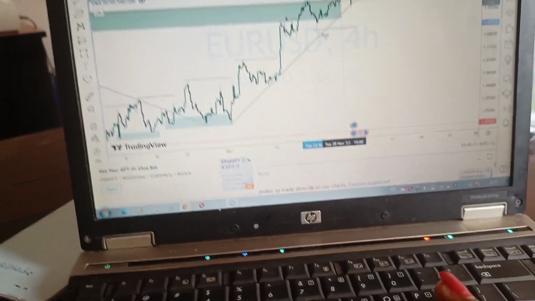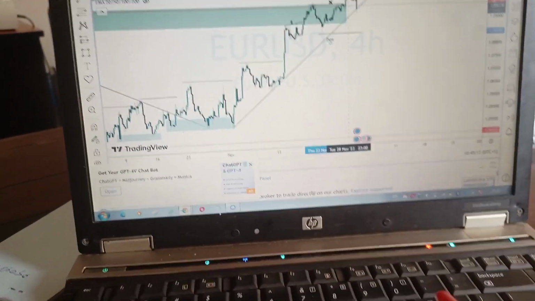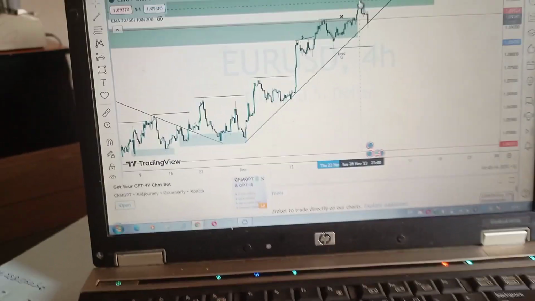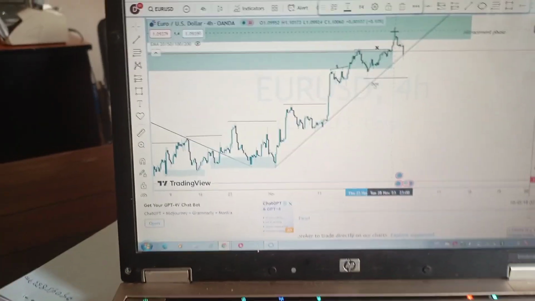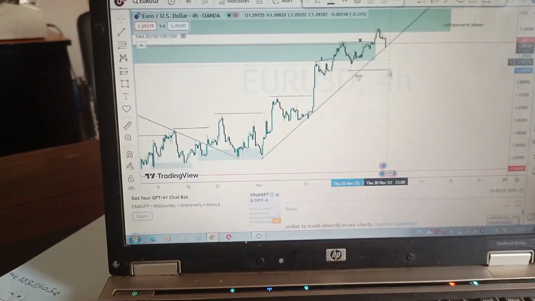Because most of the time, they'll say, why are you not selling from here? Once price tapped into this supply zone, I mean demand zone, why am I not selling from there? I don't want to sell from there until I get all my criteria right.